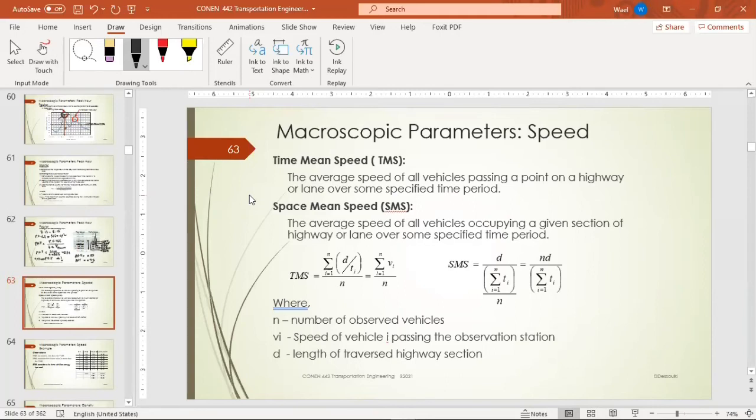The space mean speed is basically the average speed of all vehicles occupying a given section of a highway or lane over some specified time period, okay? That means if you have maybe 10 vehicles or 15 vehicles or 20 vehicles, you see how long it takes all of them to cover a segment of the road, or to pass a segment of the road, okay? So this is space mean speed. Usually space mean speed is lower than time mean speed, and it's more realistic to the actuals, but it's difficult to measure, okay?